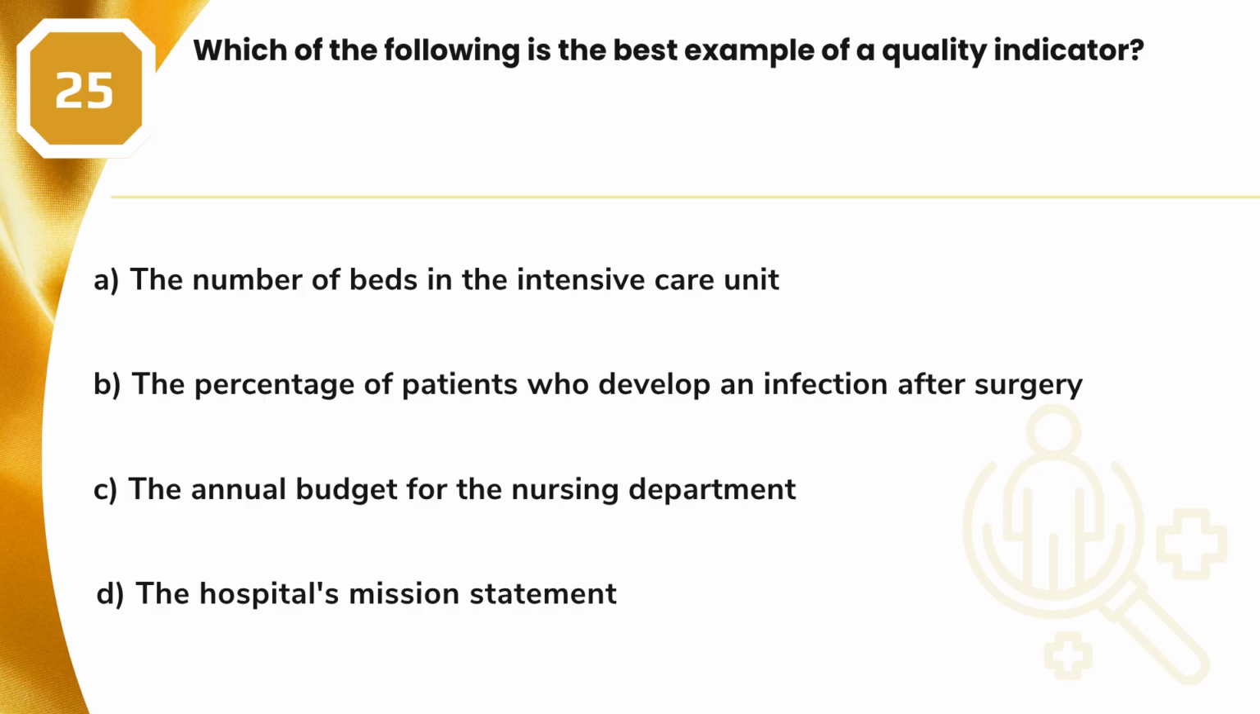Question 25. Which of the following is the best example of a quality indicator? A. The number of beds in the intensive care unit. B. The percentage of patients who develop an infection after surgery. C. The annual budget for the nursing department. D. The hospital's mission statement.